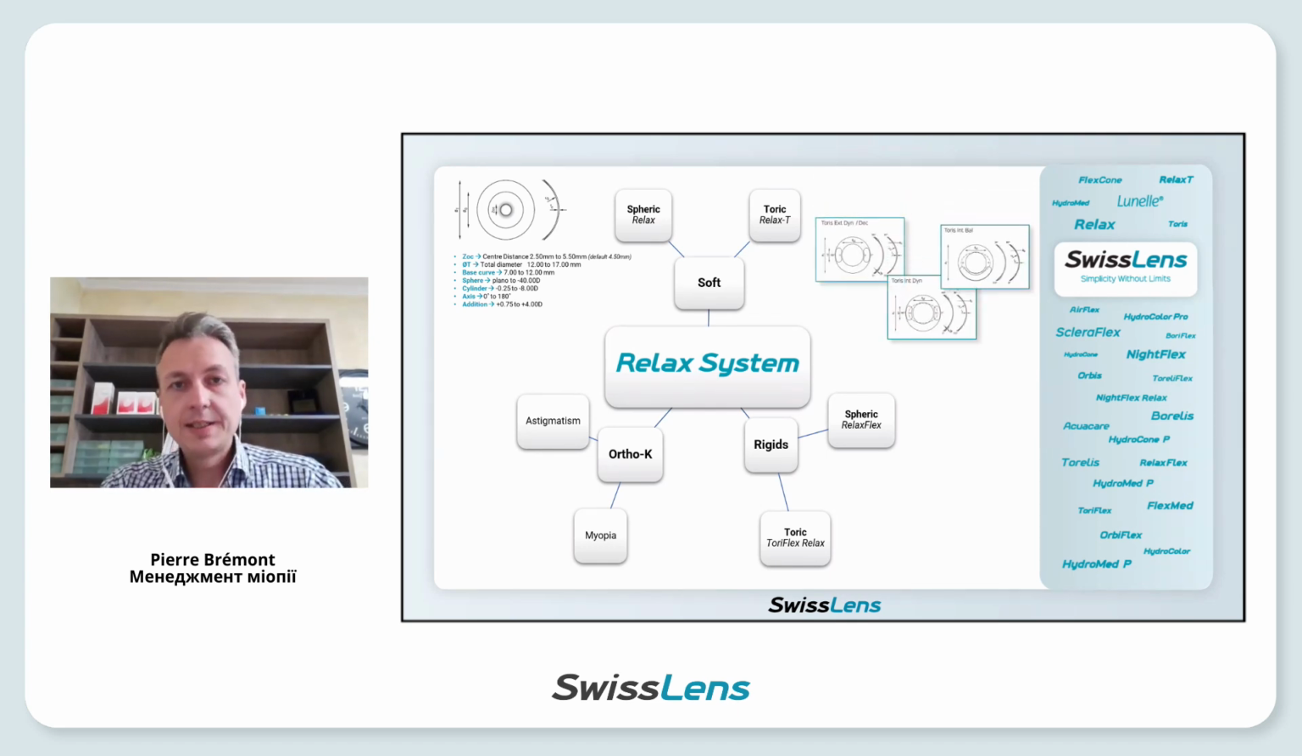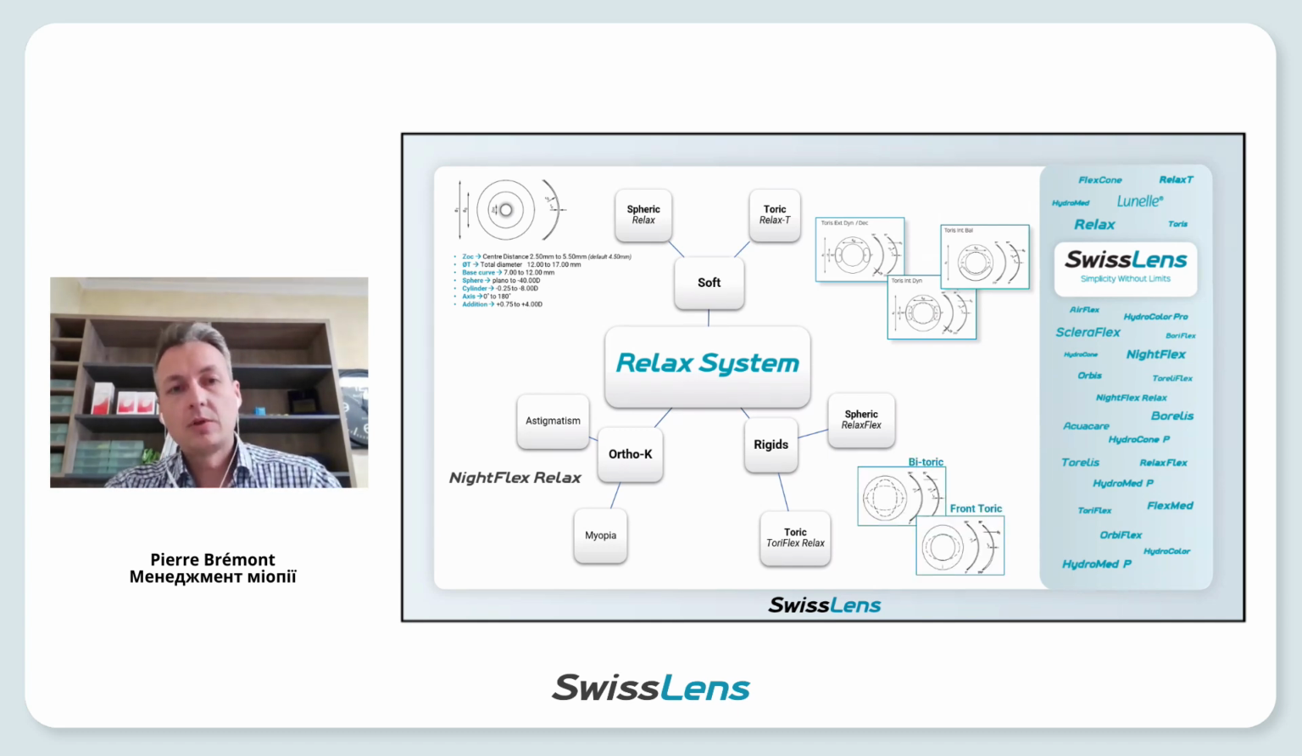The toric design is available in different options of stabilization, so every astigmatism is covered from the Relax range. The second main lens for myopia management is Night Flex, with the Relax option of Night Flex.